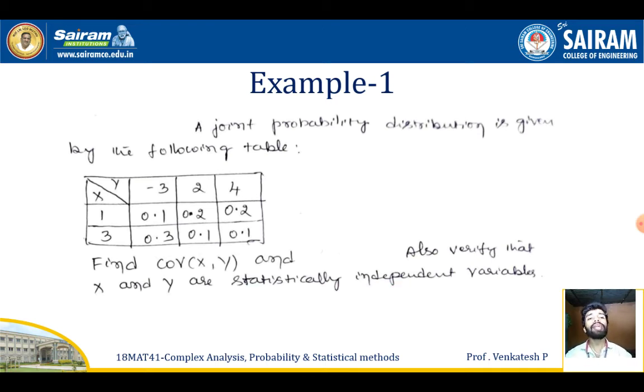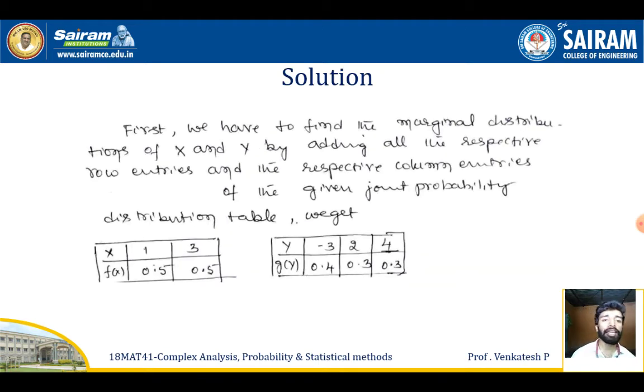To show that x and y are statistically independent variables, we must have the condition that covariance of x and y must be equal to 0, or the expectation of xy must be equal to expectation of x into expectation of y. So here, to find the values of the expectation of x, expectation of y and expectation of xy, we must have the marginal probability distribution.